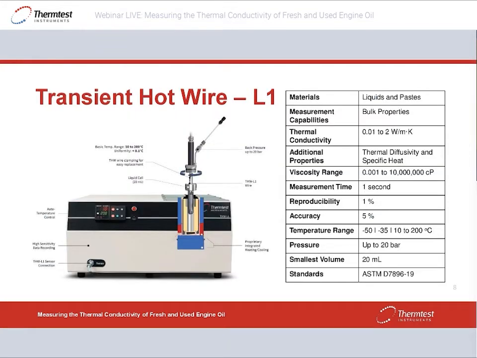In this slide, you can see our THWL1 device. This device is suitable for fluids and pastes. The thermoconductivity range is from 0.01 to 2 watts per meter per Kelvin. And additionally, with the THW software, it calculates the thermodiffusivity and the specific heat of the fluid.